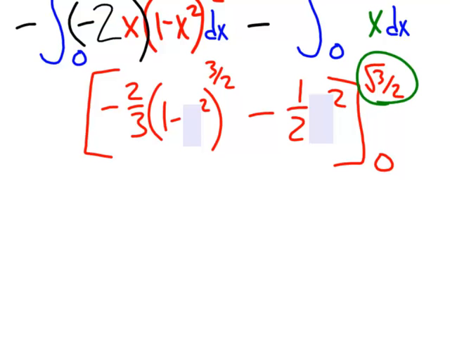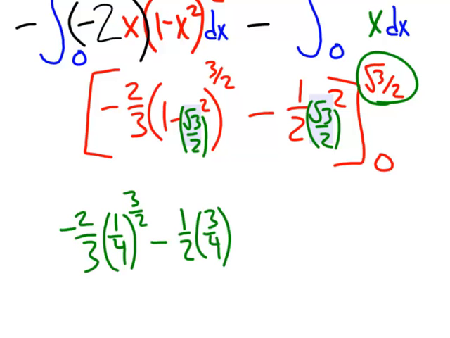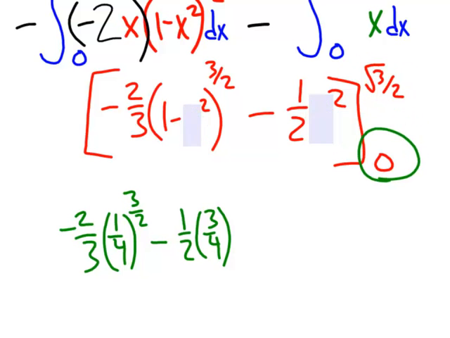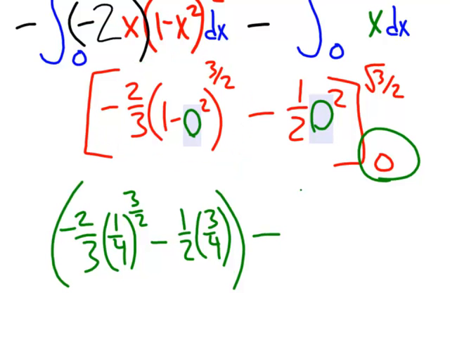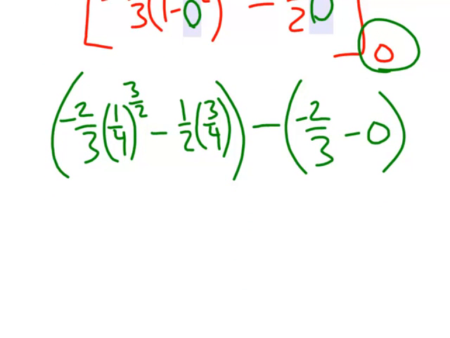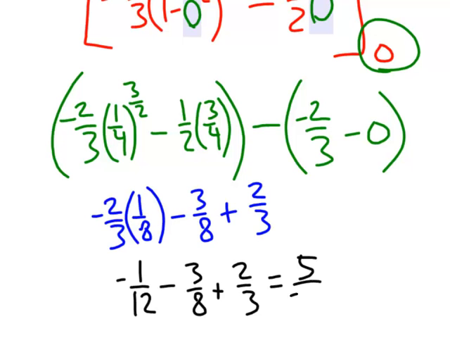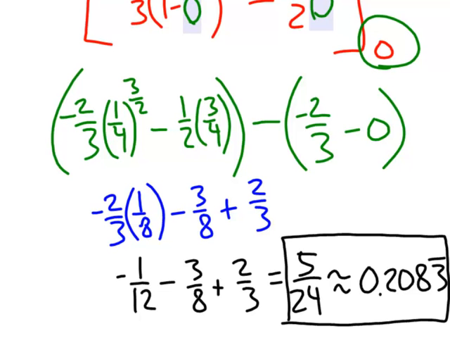And now it's just time to plug in. See, plug in the root 3 over 2 here and here. And that's going to give me that. Let's now look at the 0. And be careful, that doesn't automatically give me a bunch of zeros. Notice that this term over here will not be 0. I'm going to get negative 2/3, then minus 0. And if I simplify all that, I get all this, which is 5/24, or if you prefer, about 0.208. Well, let's go ahead and put 3 repeating decimal.